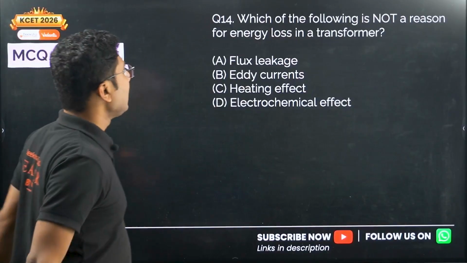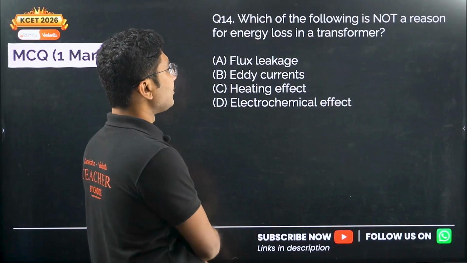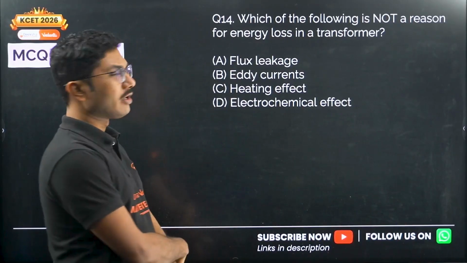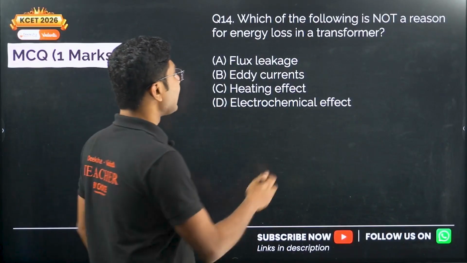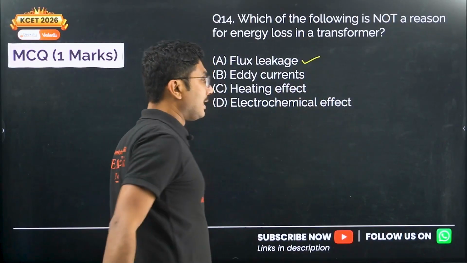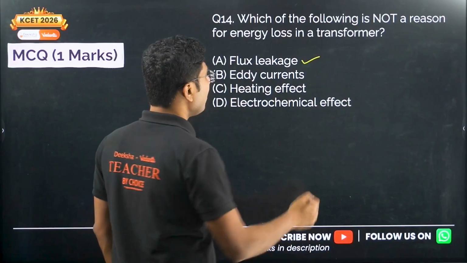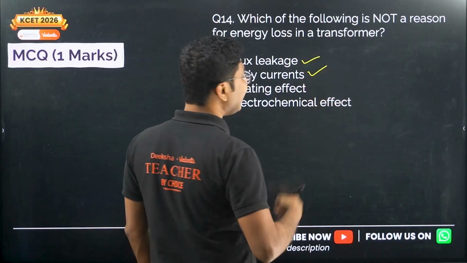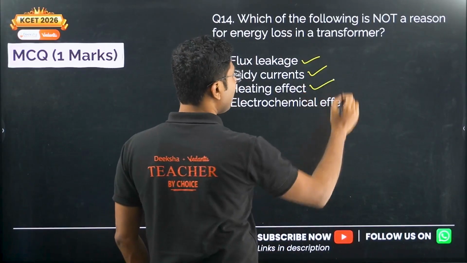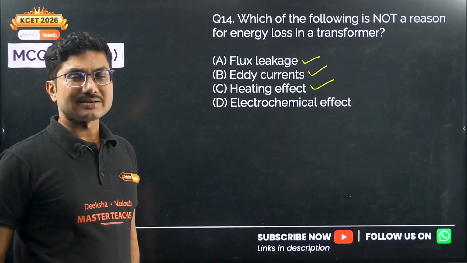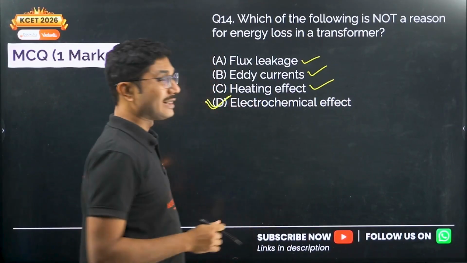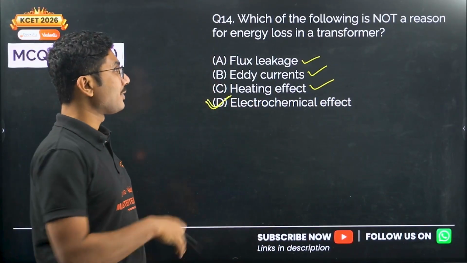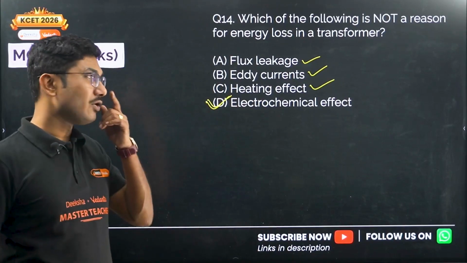Now next, which of the following is not a reason for energy loss in a transformer? Another question based on energy loss. Flux leakage is an energy loss. Eddy currents are also an energy loss. Heating effect is also an energy loss. Electrochemical effect has nothing to do with a transformer. It can be there in the case of an electrolytic cell, but for a transformer this is not there, so this is the wrong option.